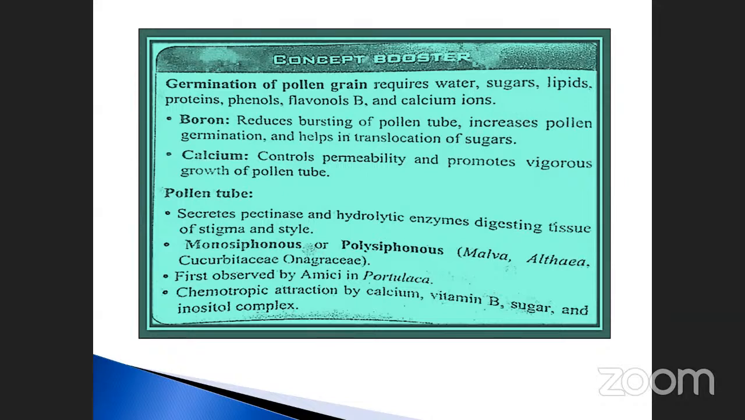Chemotropic attraction by calcium, vitamin B, sugar, and also inositol complex. These are all what? Important for the pollen tips. Okay, go to the next one.